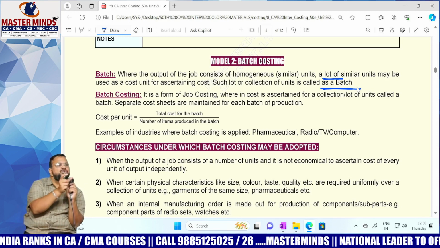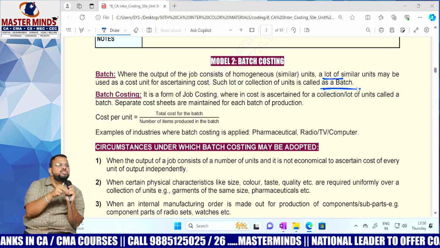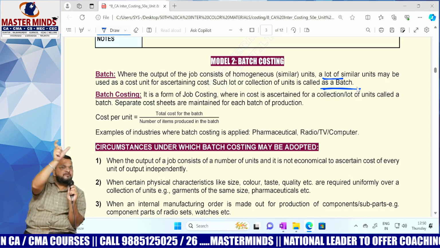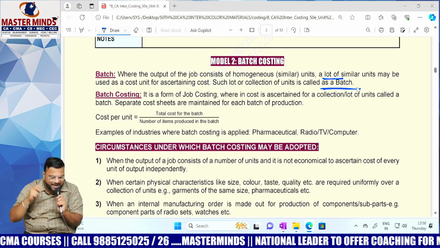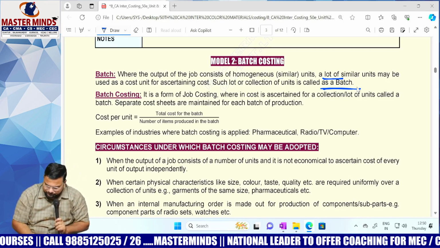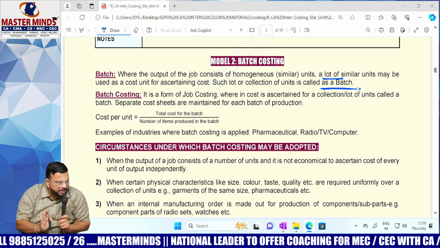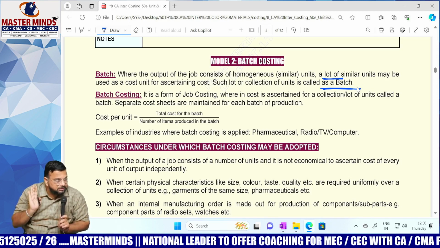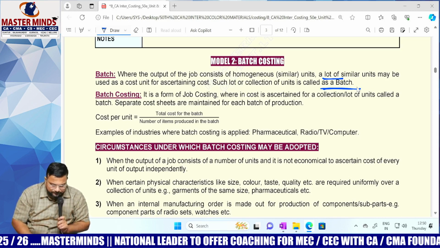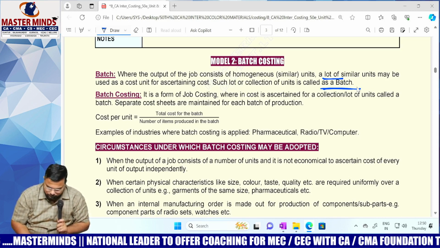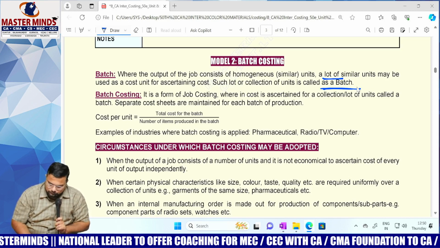So you will get cost for a batch. If you want to know cost per unit in that batch, it is total cost of the batch divided by number of units in that batch. Separate cost sheets are maintained for each batch of production. For each batch, we will maintain a separate cost sheet. Cost per unit equals total cost for the batch divided by number of items produced in the batch.